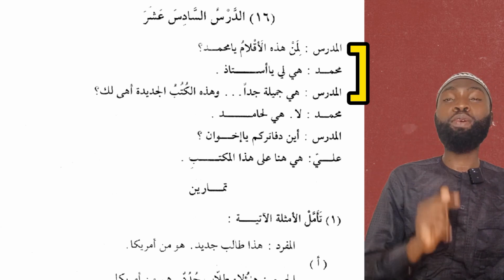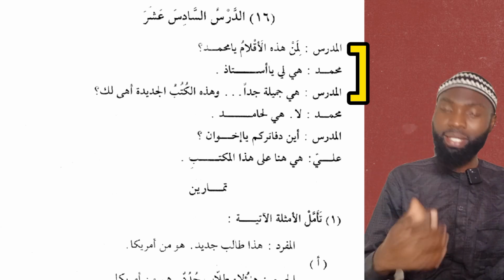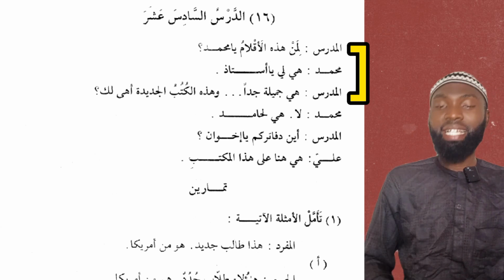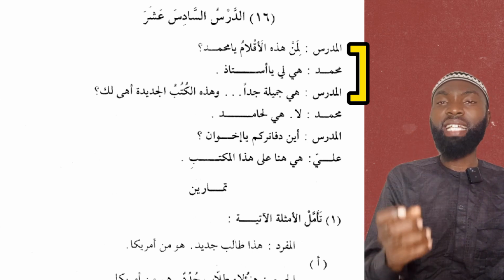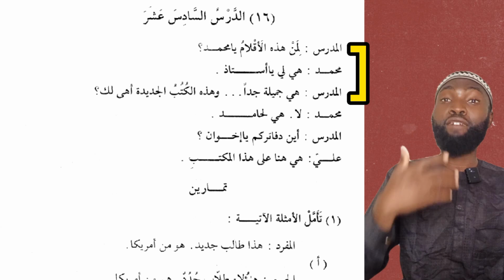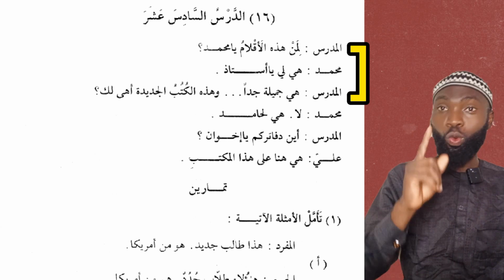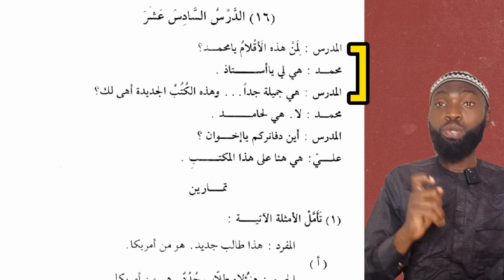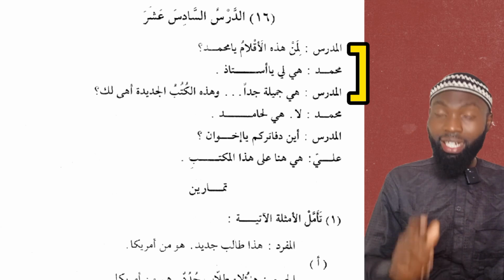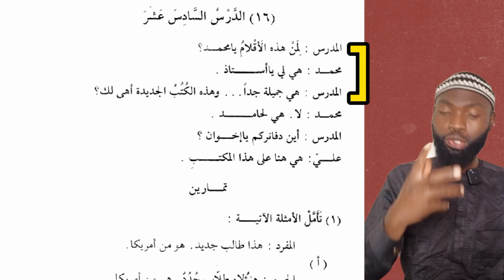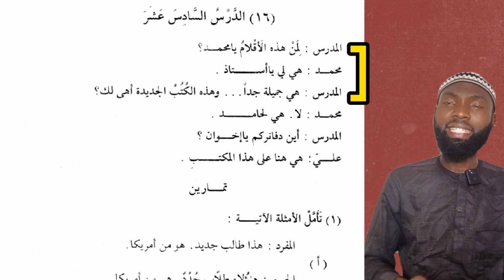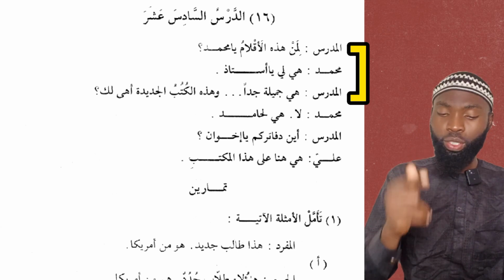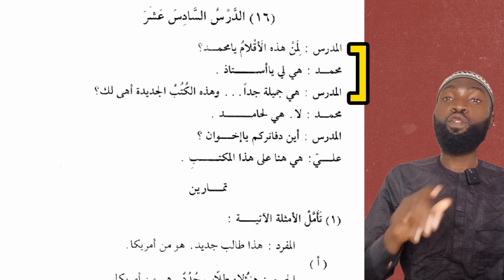So here, hiya li ya ustadh. They are for me, O ustadh. Al-Mudarris said, Hiya jamilatun jiddan. They are very beautiful. If it is one singular, you say hiya jamila. Now that it is many irrational nouns, you also use hiya. So the teacher said, hiya jamilatun. They are beautiful, very well.